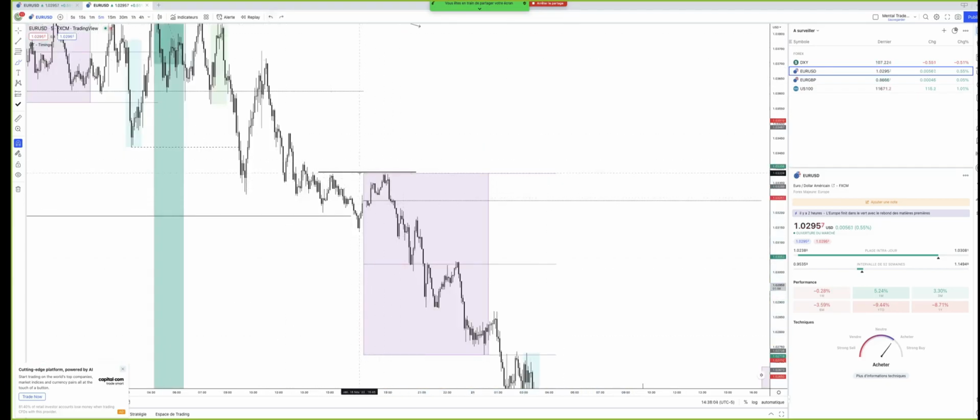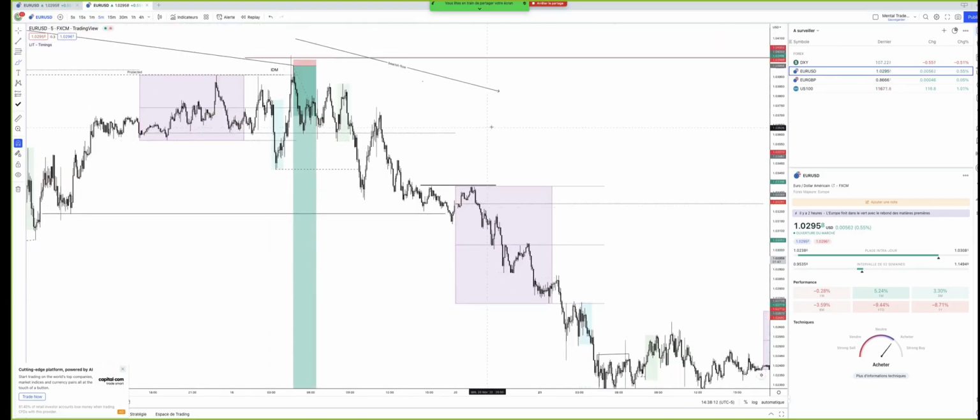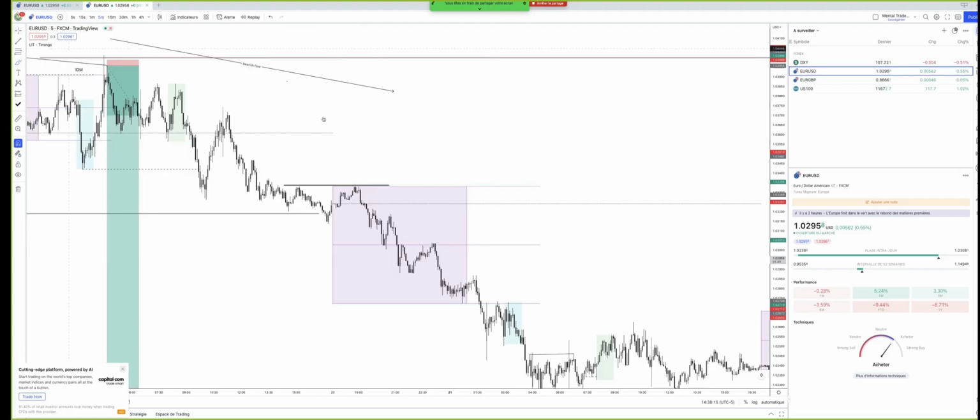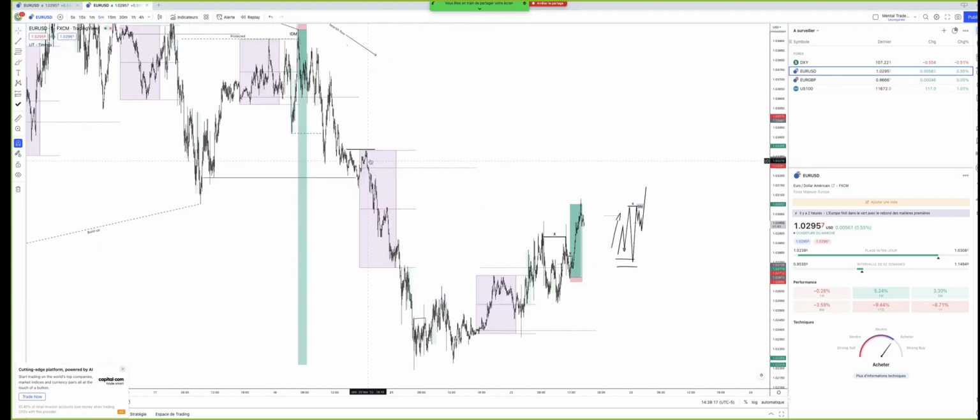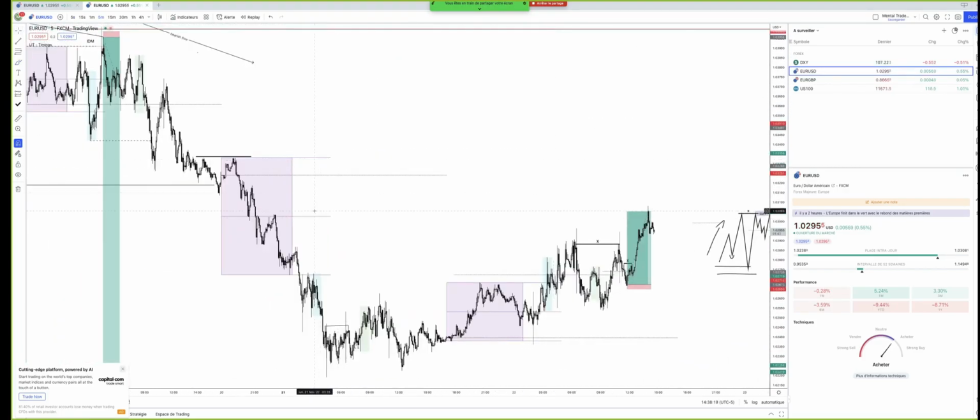So that's why my entry was under this zone, because this is equal to my previous Asian range. We have some equal highs, so that's why the price must be moving here. Actually, the price is coming back on this. It's very nice. It's good.